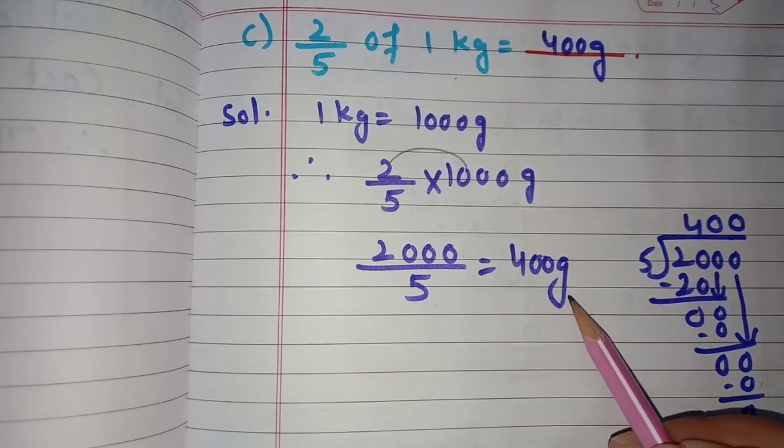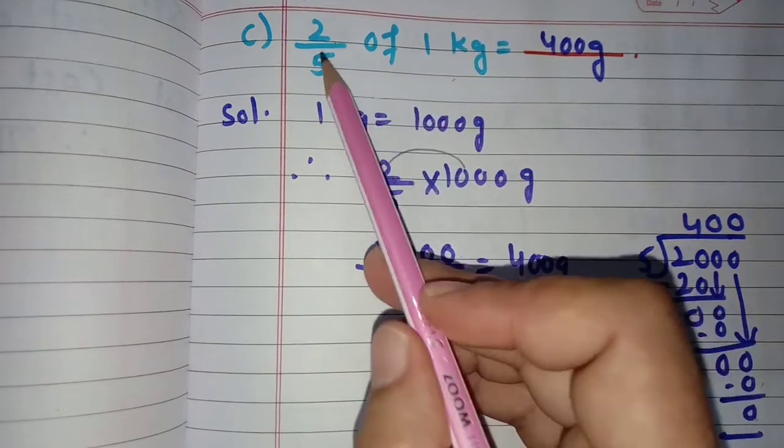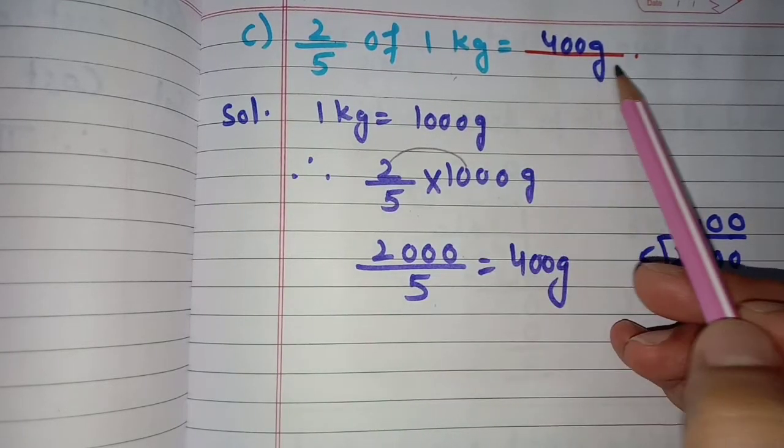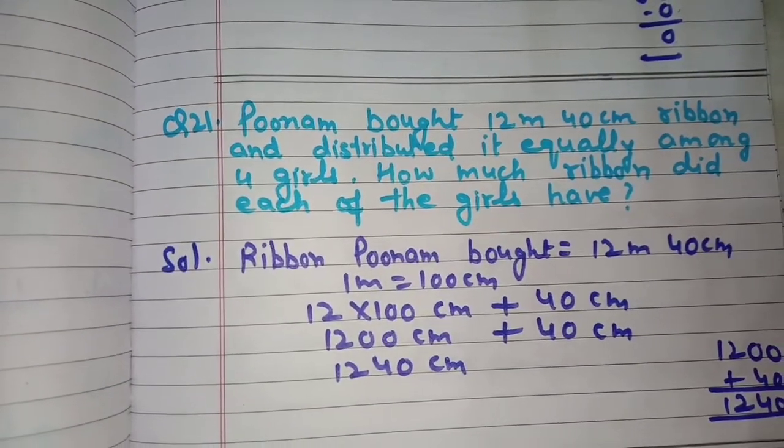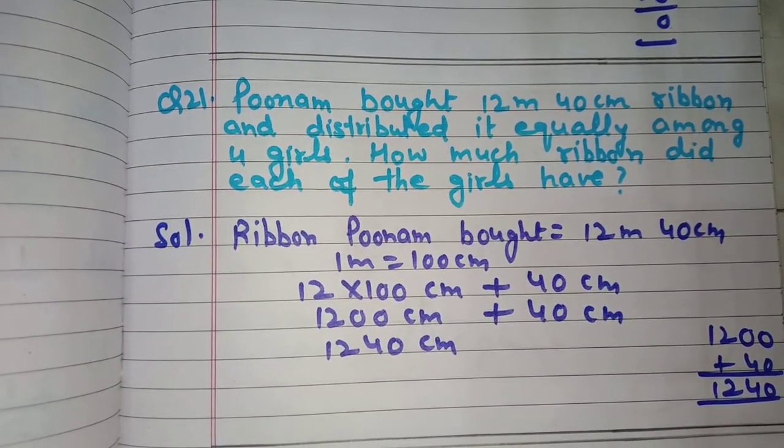So 400 gram is the answer. It means what is 2 by 5 of 1 kg? It is 400 grams. Now next is question number 21.